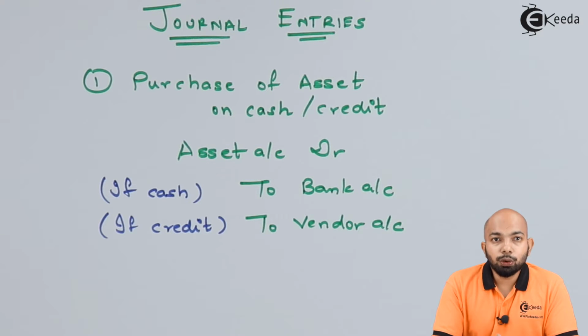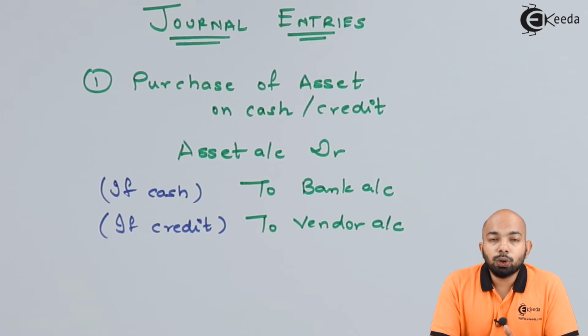There will be a situation where either the asset is purchased in complete cash or in complete credit. However, there might also be a situation where the asset is procured in partial cash and partial credit. At that point of time, you need to pass both these entries. That means a combined entry whereby the asset account will be debited to the bank account and the vendor account.